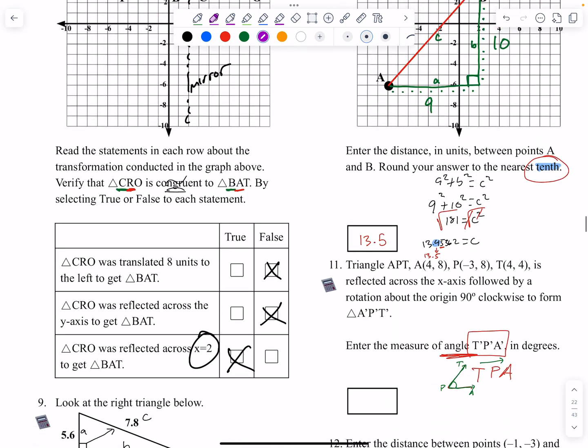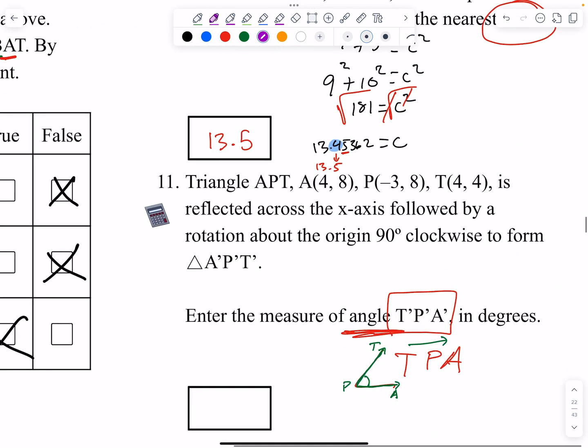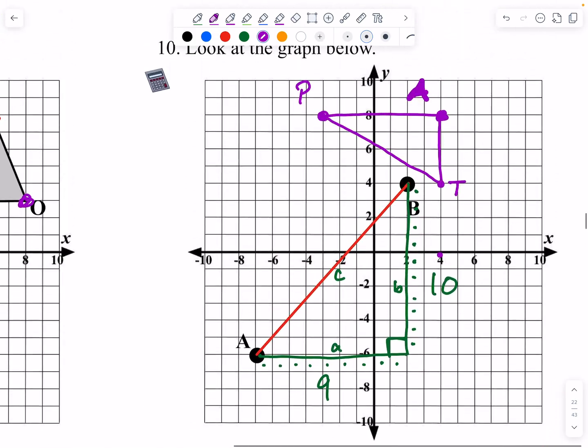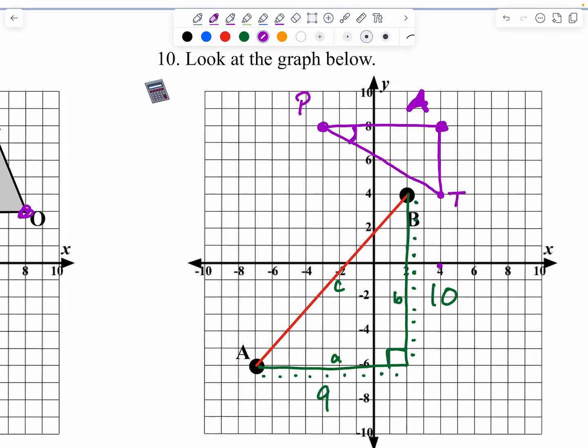So here's the kicker. Remember, we did this with the congruence quiz. If it got reflected and if it got rotated, it's exactly the same triangle. Okay? It's just now it is prime. Okay? Prime. That's what it means. So if I'm looking at my angle, I care about P. So where's P at? P is right there.